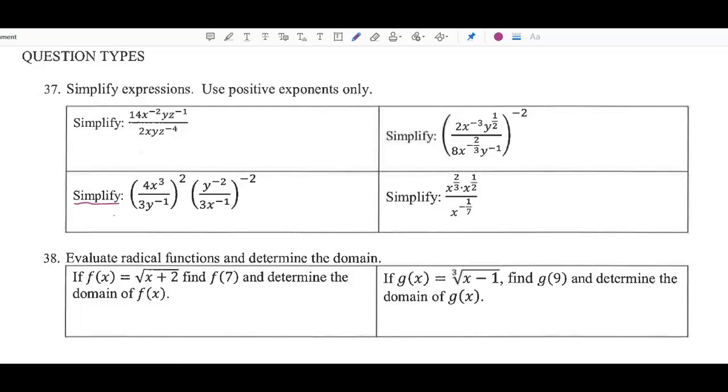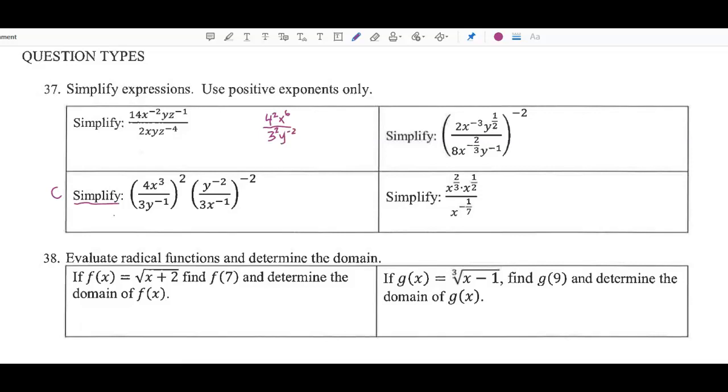Let's add something. We'll call this 37C, maybe. It'll be a little bit easier to talk about this way. So on this one, I would probably start by distributing the exponent that's on the outside through. And so when you do that, we have to work it up here a little bit. So we'll have 4 to the second power, and then x to the 6th power, because when you have a power raised to a power, you multiply those, over 3 to the second power, and then y to the negative 2 power.